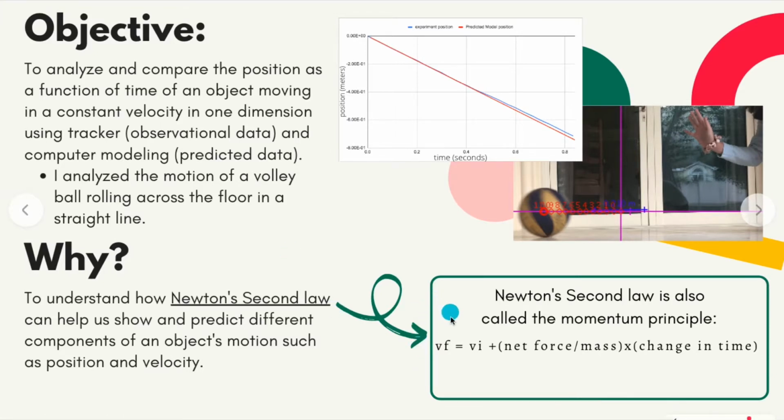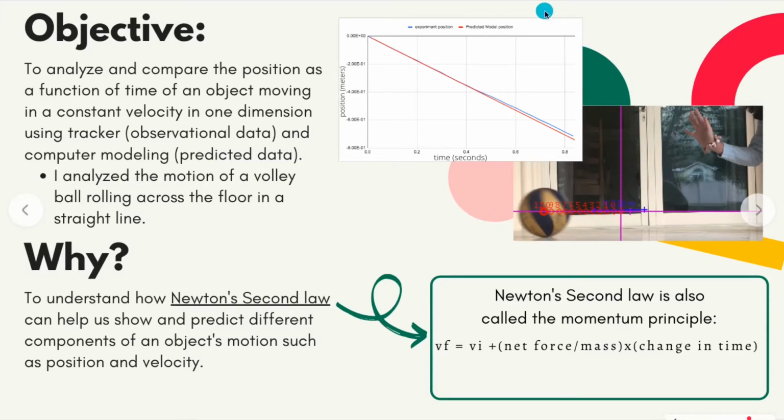Here I included Newton's second law, which is also called the momentum principle. This formula is the one we used to make our predicted model, which is the final velocity is equal to the initial velocity plus the net force on our system divided by the mass of the system times the change in time, which in this case is the time interval between frames. And our system is the ball.